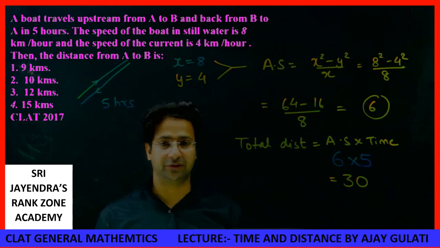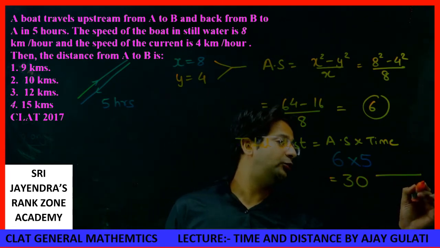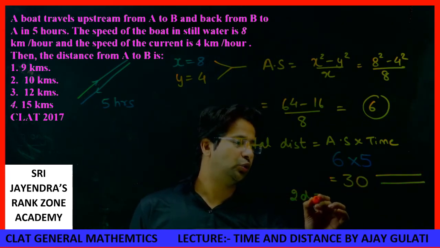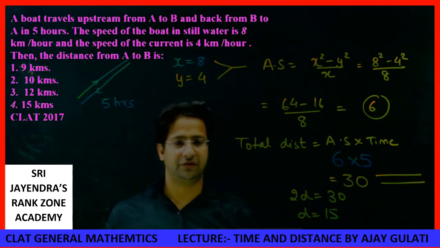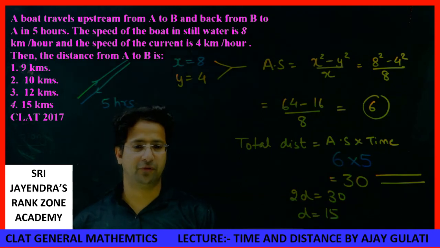Just one small thing, students. We were asked total distance from A to B. This distance is going from A to B and coming back from B to A. So this is actually 2D. 2D is equal to 30. Then D is equal to what? D is equal to 15. I hope it is clear. Option number 4 is your answer.